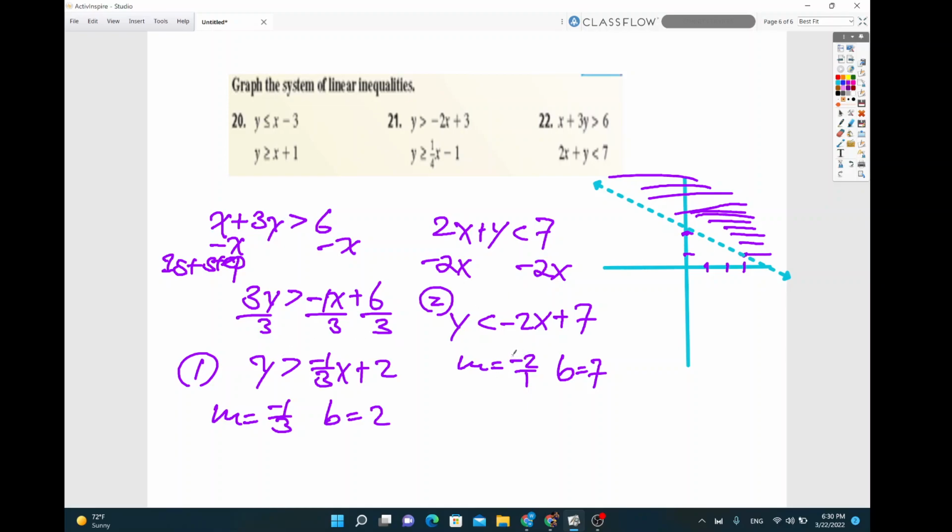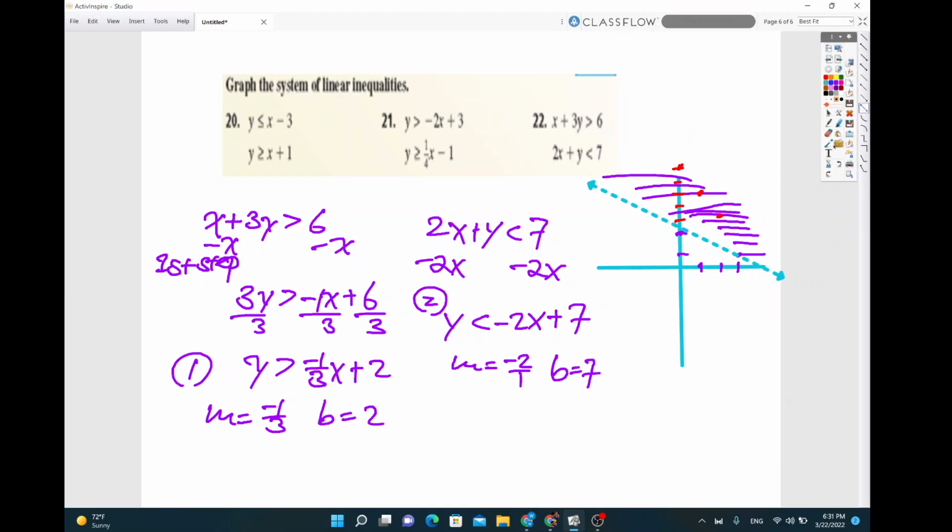And what about the other inequality? Similarly, this one is 7 units up. So 1, 2, 3, 4, 5, 6, just keep going, 7 right here. And then the slope is negative 2 over 1, so 2 units down, 1 over to the right. 2 units down, 1 over to the right. Basically connect those dots. Again, there's no equal sign involved, so it's also dashed or dotted.